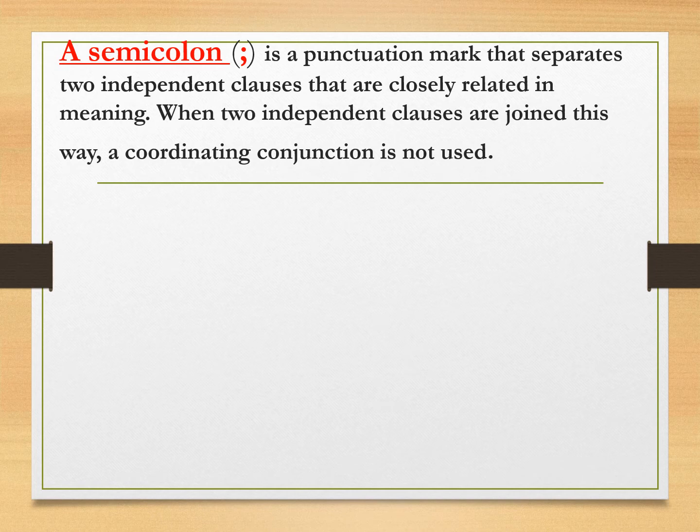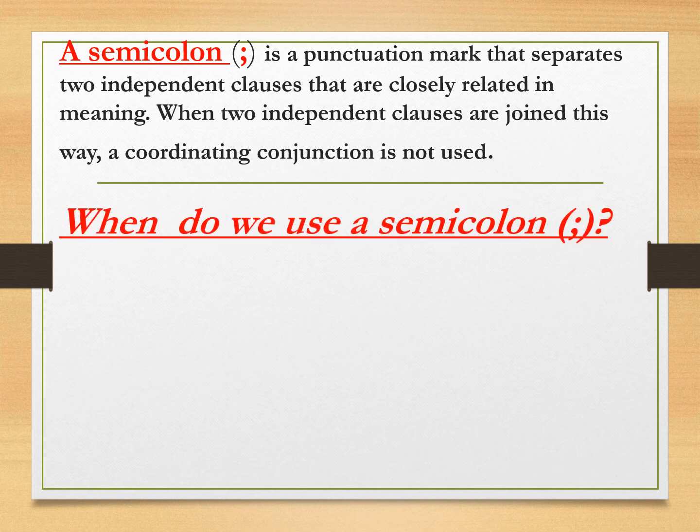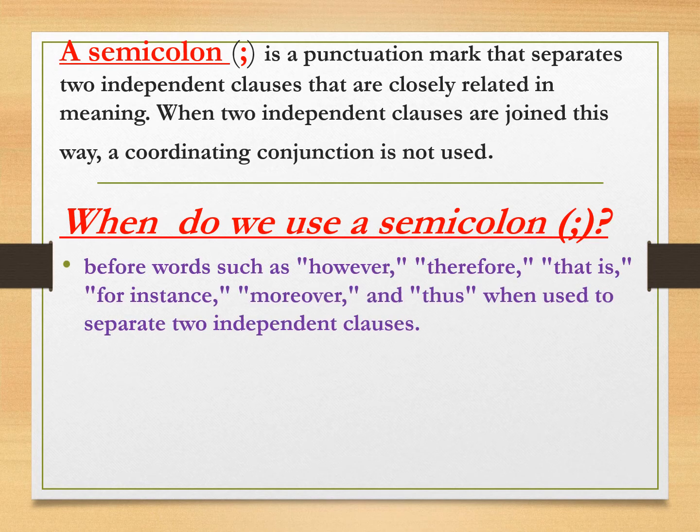Our second lesson here is the semicolon. A semicolon is a punctuation mark that separates two independent clauses that are closely related in meaning. When two independent clauses are joined this way, a coordinating conjunction is not used. When do we use a semicolon? We use a semicolon before words such as however, therefore, that is, for instance, moreover, thus, when used to separate two independent clauses.